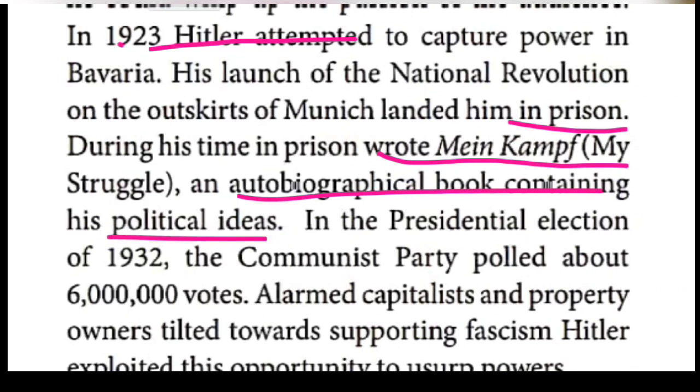In the year 1932, they conducted the presidential election in Germany. In that election, the Communist Party, a party belonging to Russia, got 60 lakh votes. So this alarmed the capitalists, the rich people as well as the property owners, who moved towards, tilted, what is the meaning? Moved towards supporting fascism. So Hitler utilized this opportunity to usurp, in the sense, capture the powers.